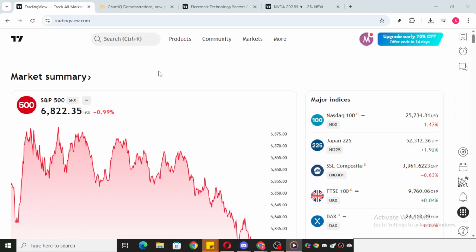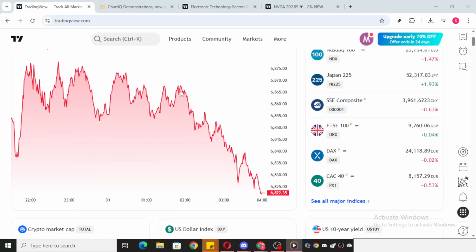Moreover, TradingView's versatility shines through with its support for multiple markets, including stocks, forex, and cryptocurrencies. Whether you're focusing on a single market or looking to diversify, it offers the flexibility you need.